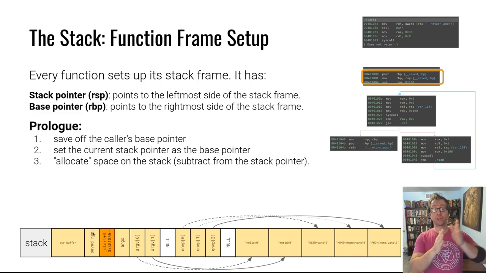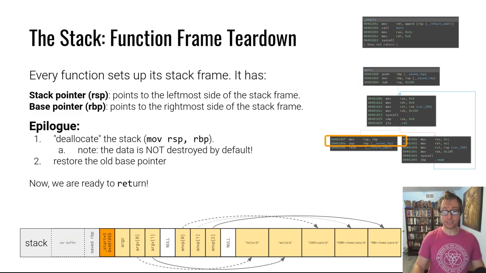And then we subtract from the stack pointer to create space on the stack. Now, I have "allocate" in the slides in quotes. This is because no space is actually created. The space and the data in it was always there. We just now conceptually marked it as being within this function's stack frame, because the stack pointer is pointing to the left of it and the frame pointer, the base pointer, is pointing to the right of it. Cool. And then the function executes, it uses its stack however it wants, and then it tears down this frame.